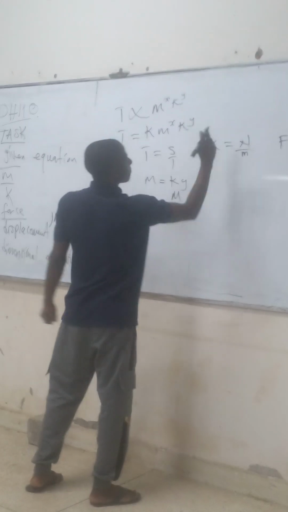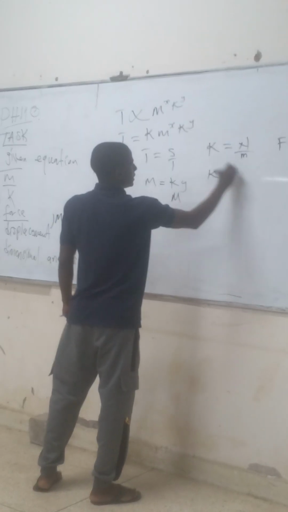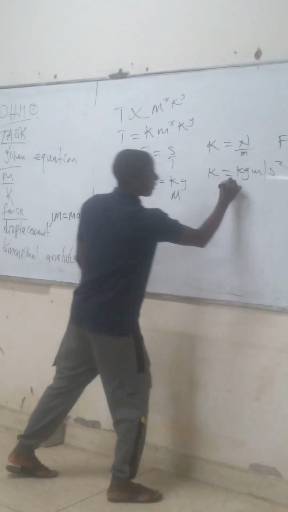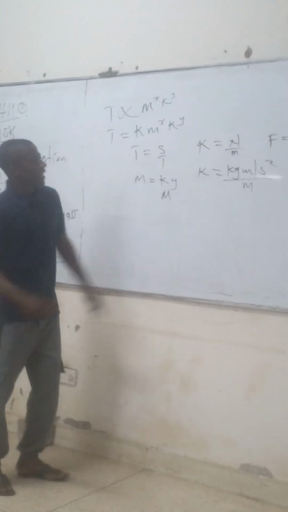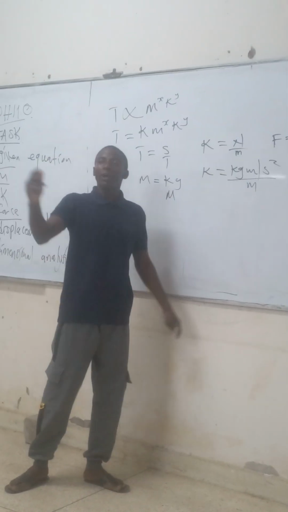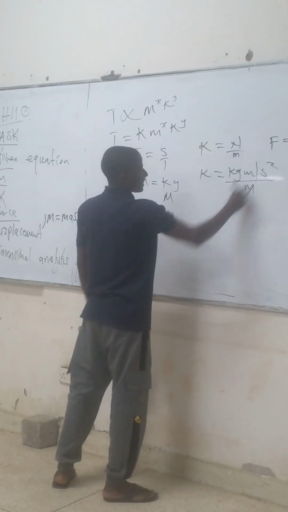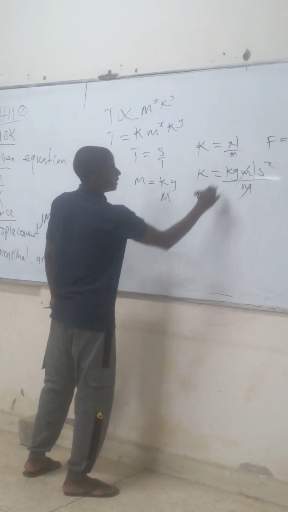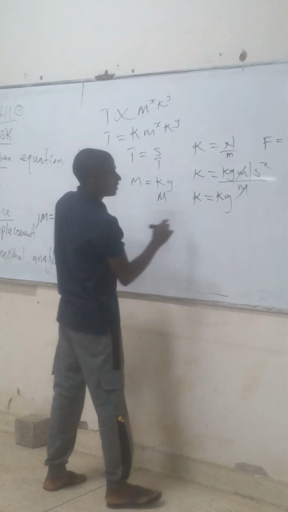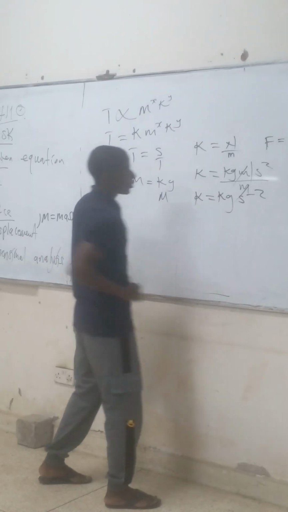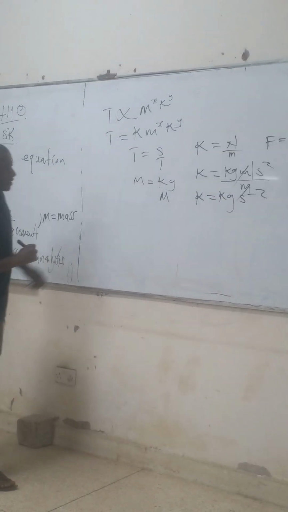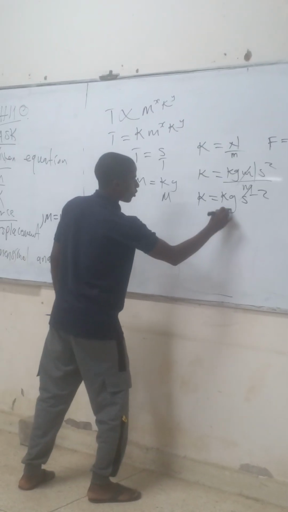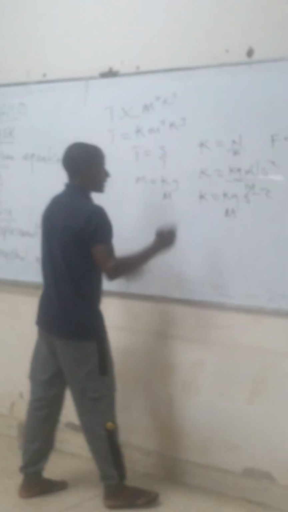So meaning on top there I'm adding k = kg m/s² over m. Now there is division also, so what you are going to do is cancel out that m. So meaning you are going to remain with the kg and then s^-2. And then from there we are going to put the mass, which is M, and then s stands for time.